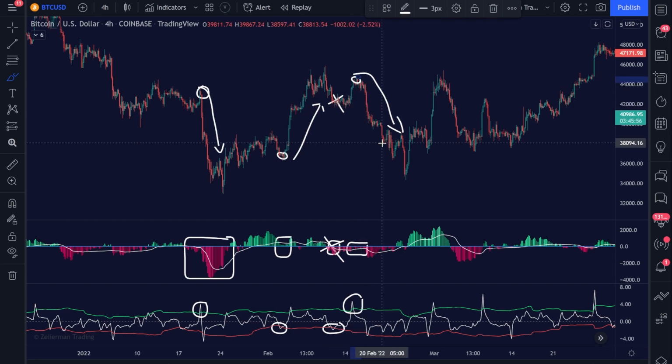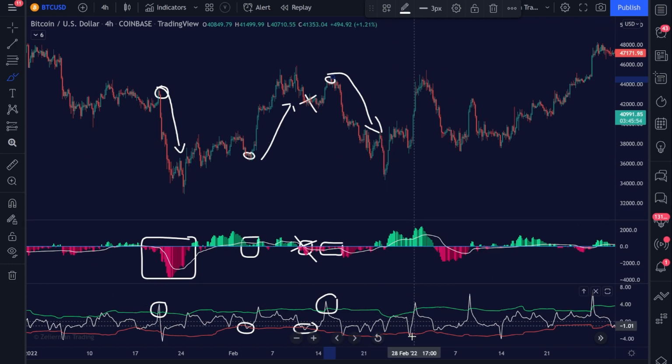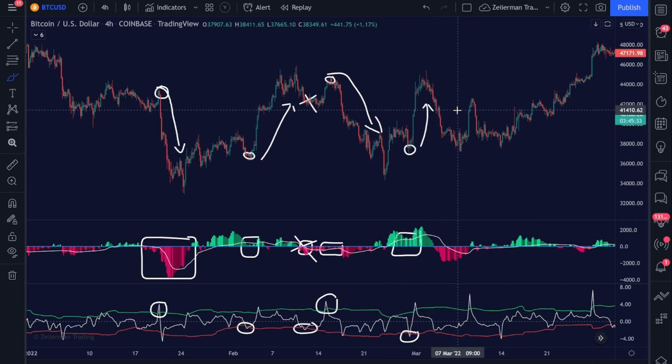Let's look for another trade. Here we have one. The volatility impulse indicator peaks down below the lower band. We have positive volume delta. And look how accurate and precise we get our entries right there. And boom, up it goes.